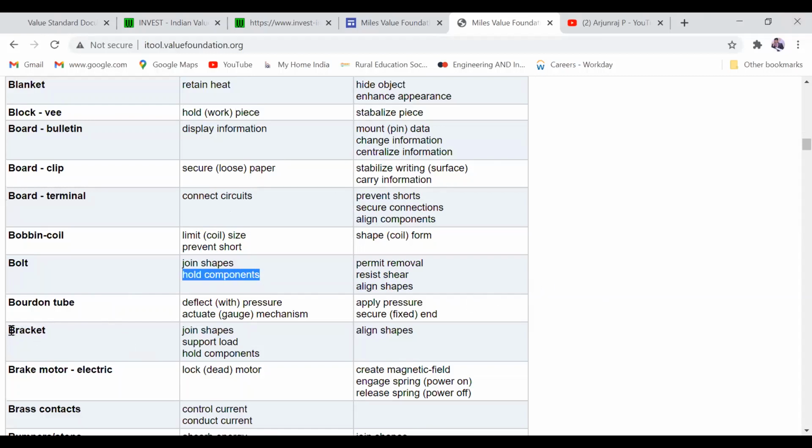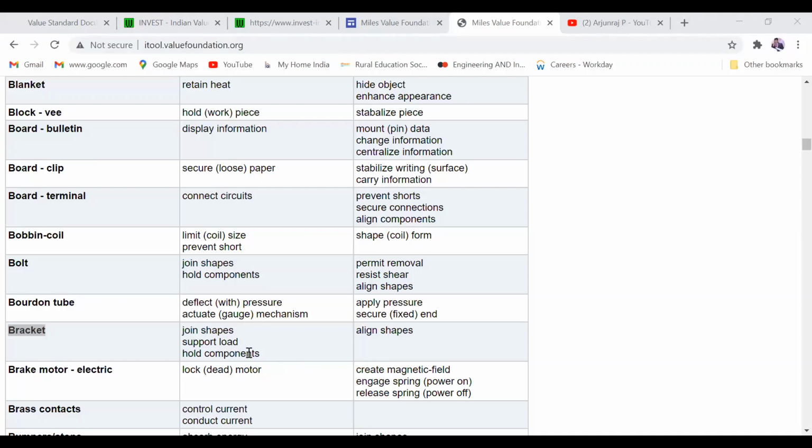What is the function of a bracket? You have different brackets for a vehicle or aerospace. Say, for example, you have an engine mounting bracket. Why do you need to have the bracket? A bracket is used for joining shape to support load.